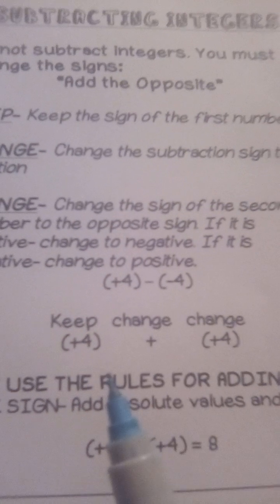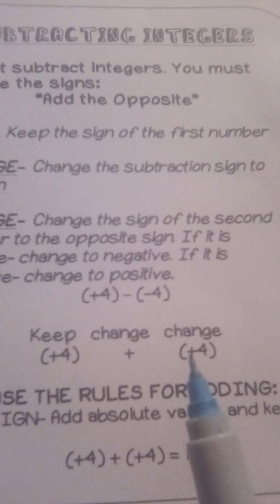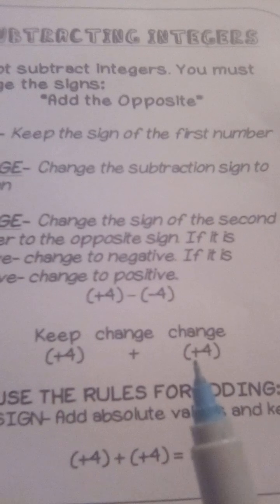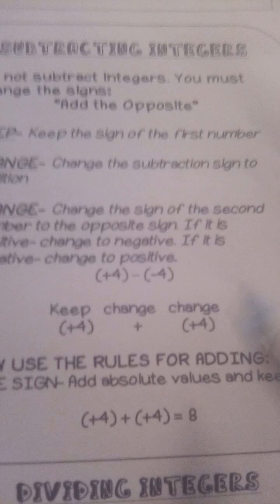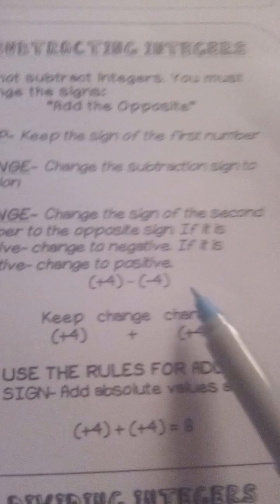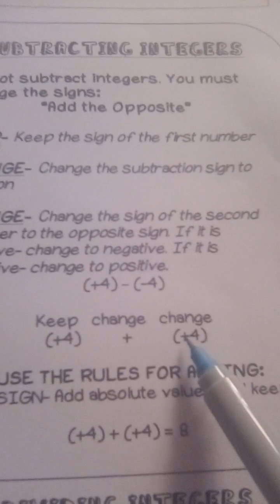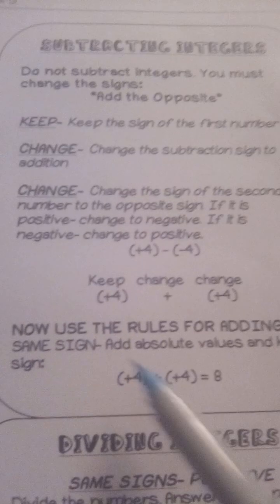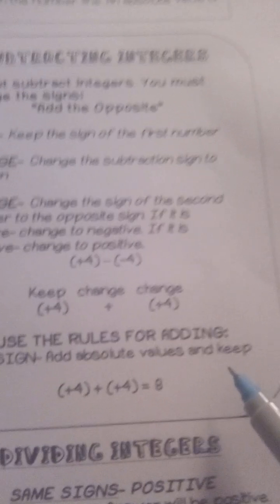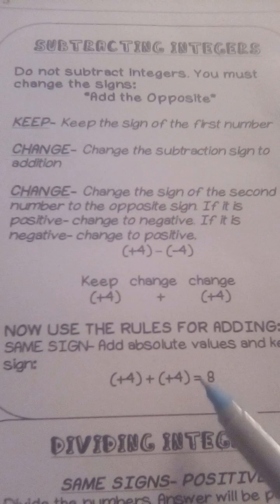Okay. Keep the sign. Keep, change. It says keep change. I don't know why twice, but it's okay. So this is an example. A little tongue tied, forgive me. So this is what it looks like, right? And it says now use the rules for adding: same sign, absolute values, and keep the sign. That's when you go to adding, but we're doing subtracting, right?